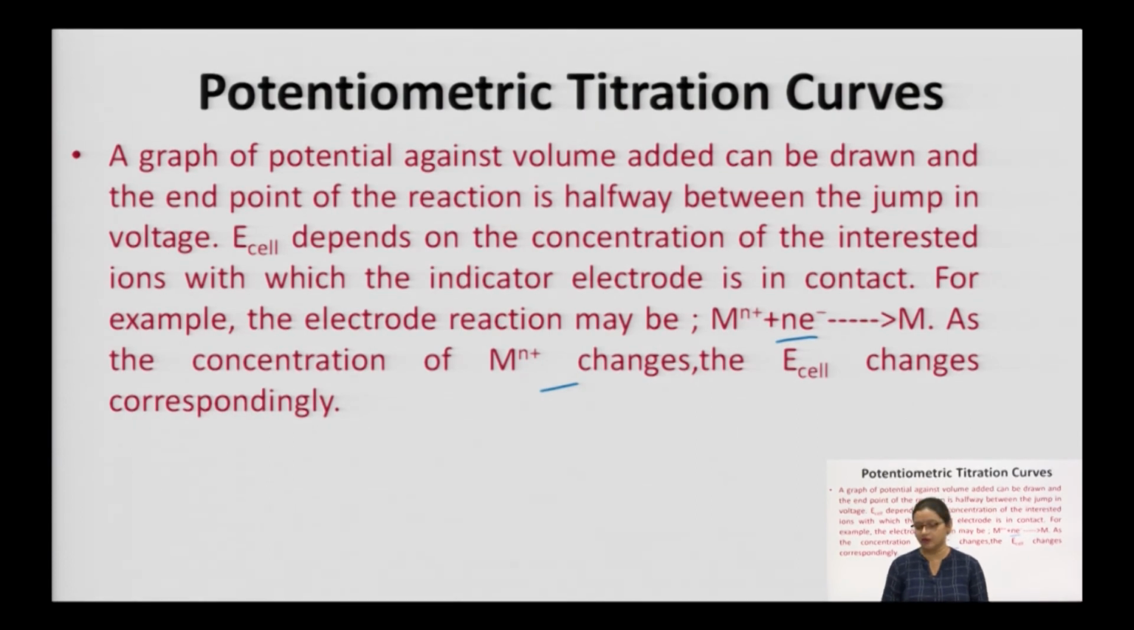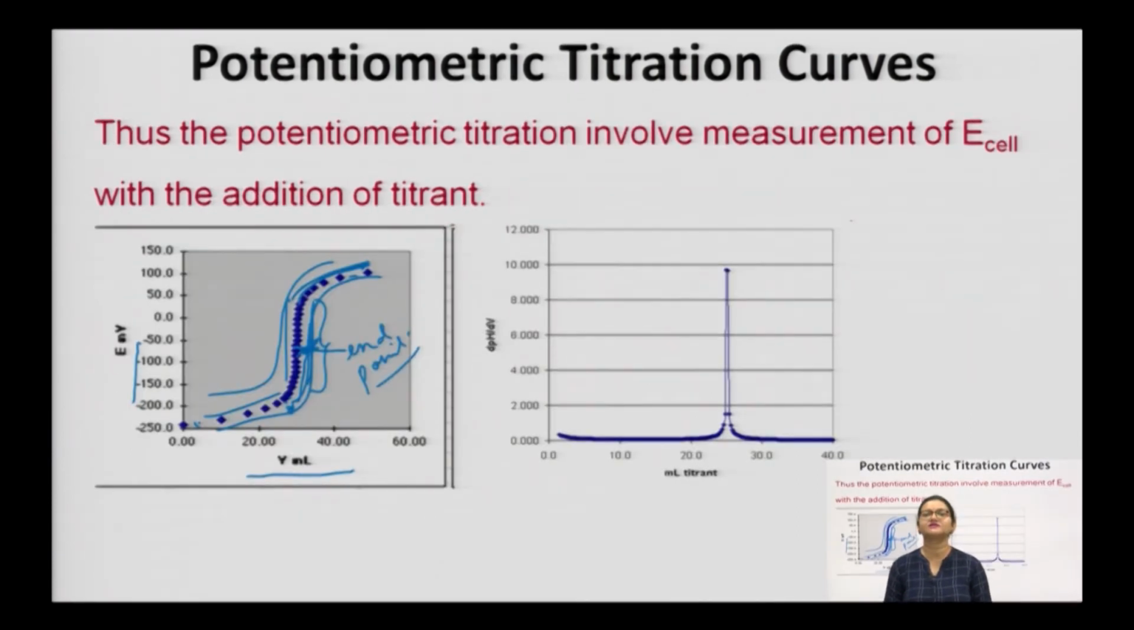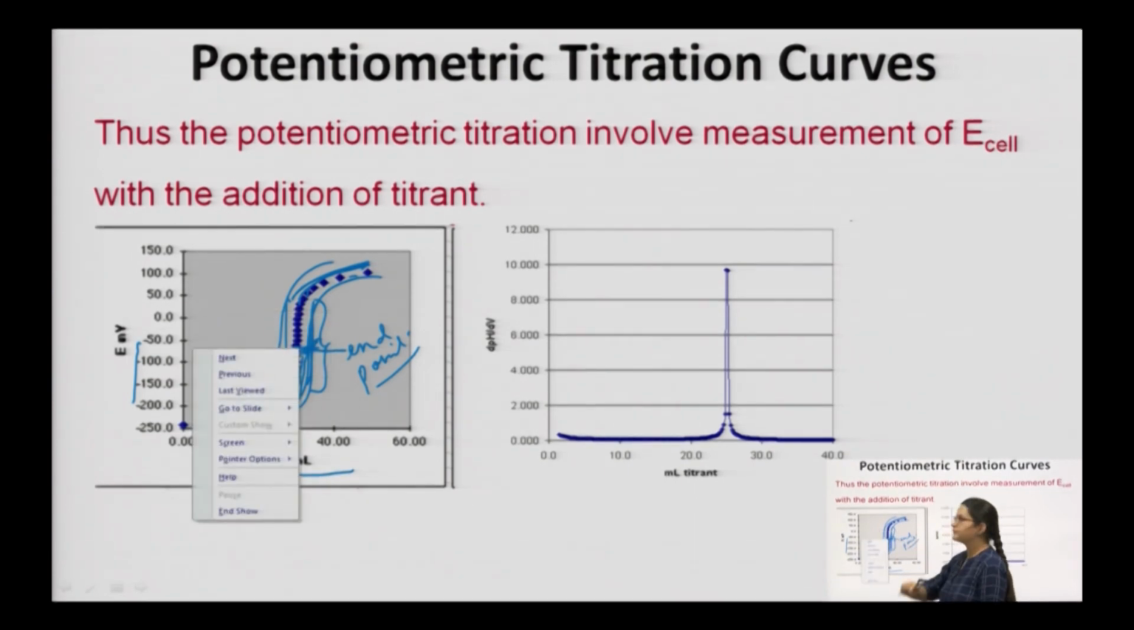The graph is to be plotted between two axes, x axis and y axis. On the x axis, we will plot the ml of titrant, or the volume of titrant which is being added, as I told you earlier, and on the y axis we have to plot the electrode potential, the changes in electrode potential according to the changes in analytical solution. And in this sudden rise in the electrode potential, in this vertical line, comes our end point.